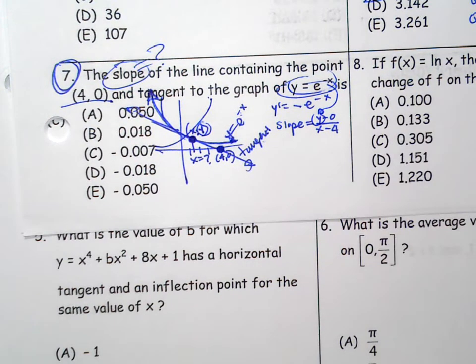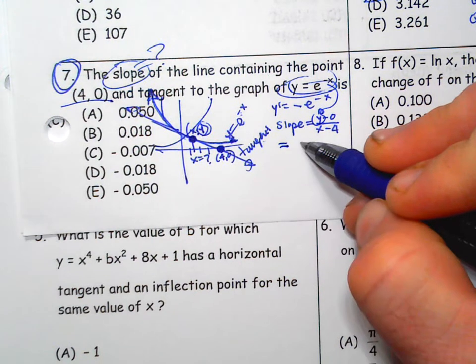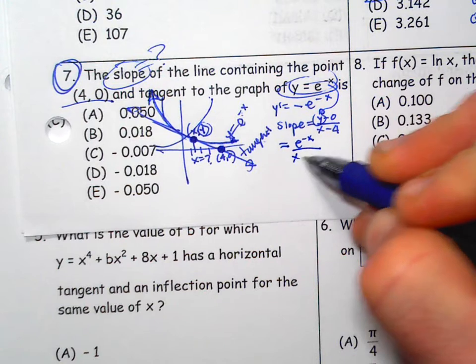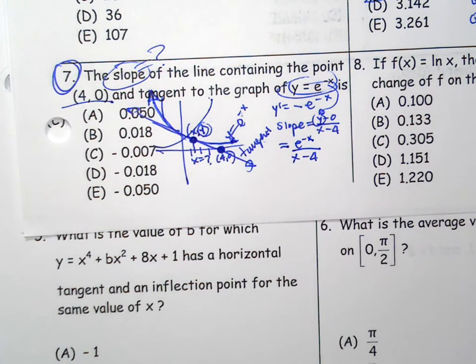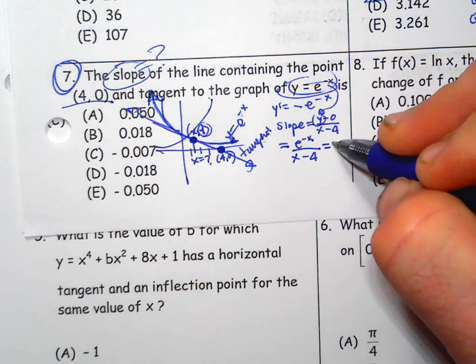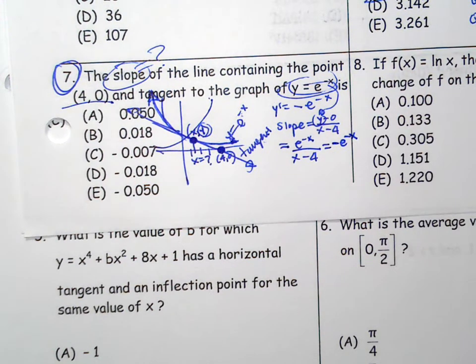This one's kind of a tricky problem. So we're going to get e to the negative x minus 0 over x minus 4. So that's the slope at that point x. But we also know that it's supposed to equal this equation, negative e to the negative x. And so now we could use that to solve for x.